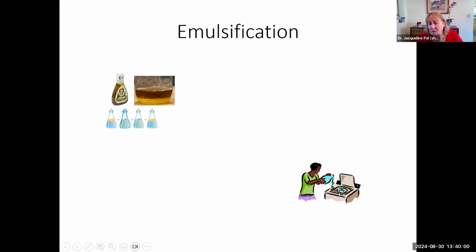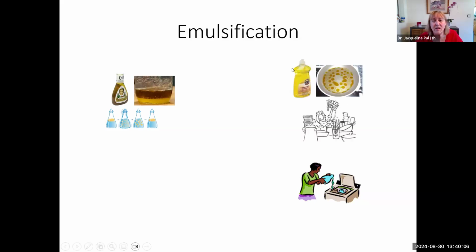It's the same thing you do when you put laundry detergent in to get oily and greasy stains off your clothing, or when you use dish detergent while washing your dishes.